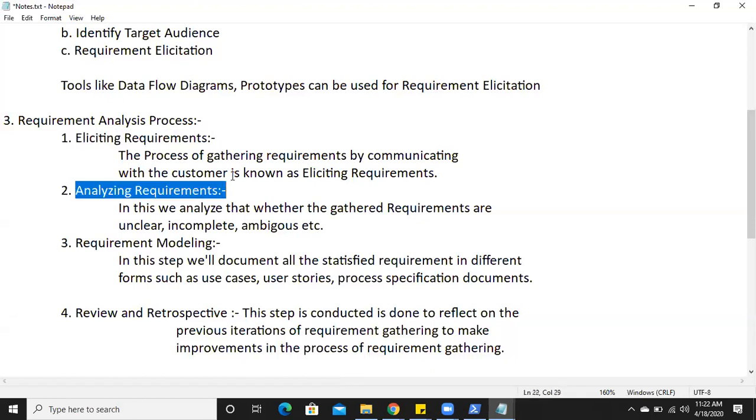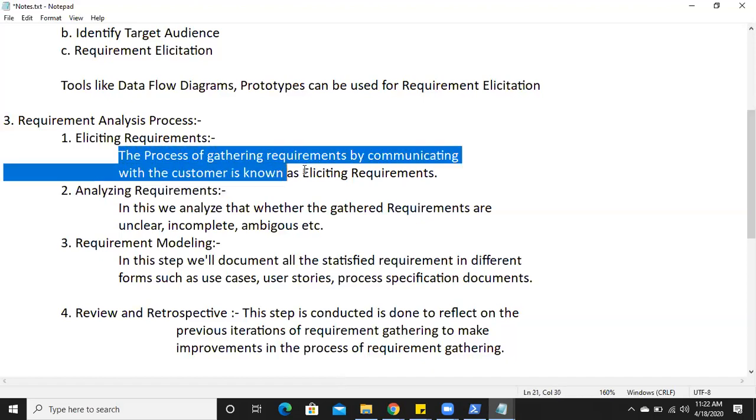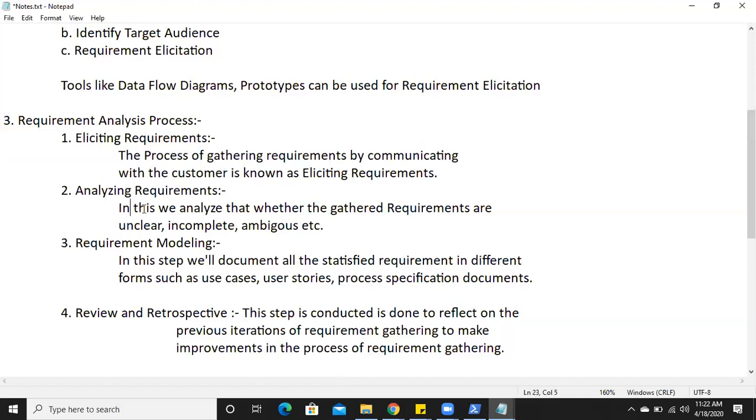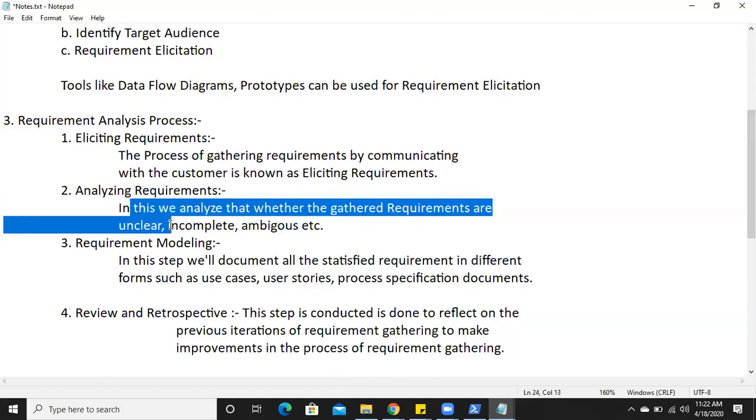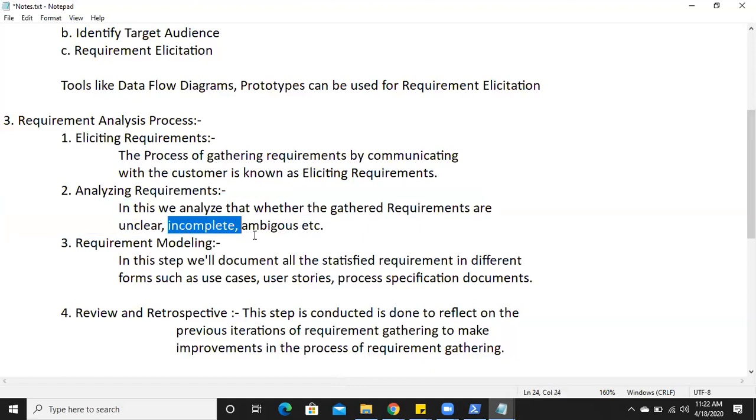Second step is analyzing requirements. In the second step, what do we do after gathering the requirements? We analyze whether the gathered requirements are unclear, incomplete, or ambiguous. After collecting requirements, we analyze whether all those requirements are clear. Clear means whether those requirements can be possible or not.